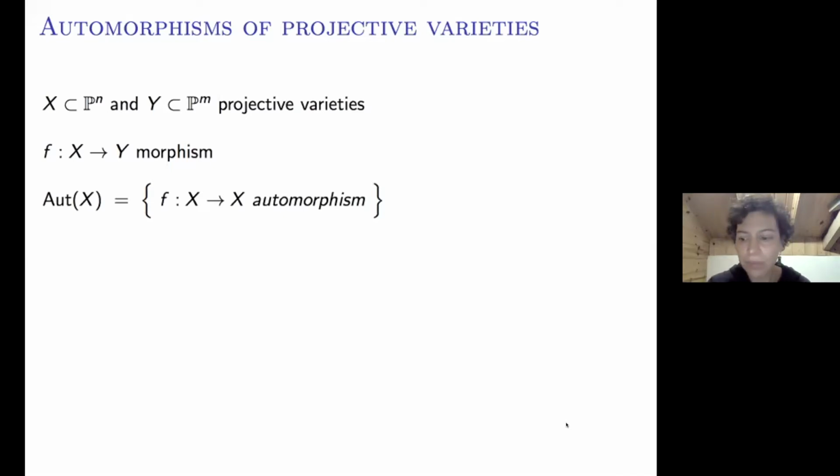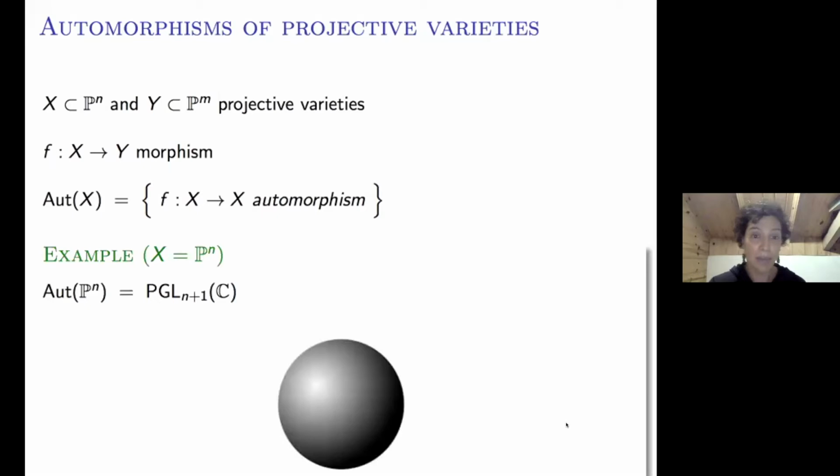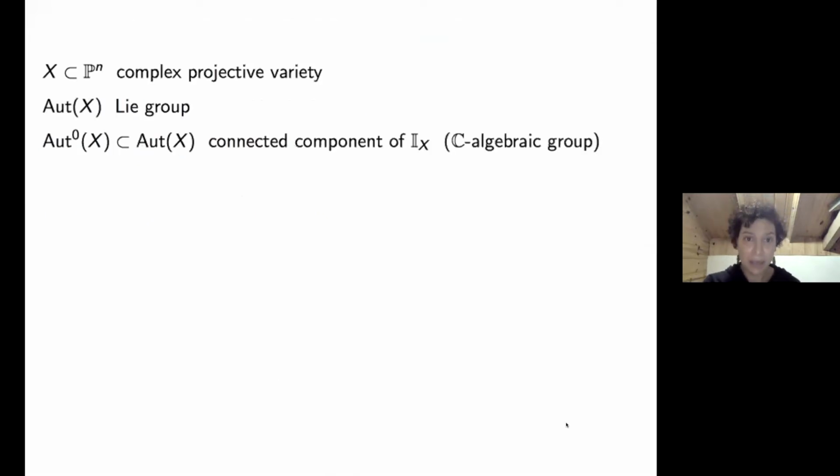So the simplest example is, say, a projective space Pn. In this case, it's well known that the automorphisms of Pn are just the invertible linear maps. So this is just PGL(n+1) over C. In general, if you have any complex projective variety, then its automorphism group has a natural structure of a Lie group. One can look at the connected component of the identity, and this is a complex algebraic group. So this is not only a group, but it has a structure of a complex algebraic variety.